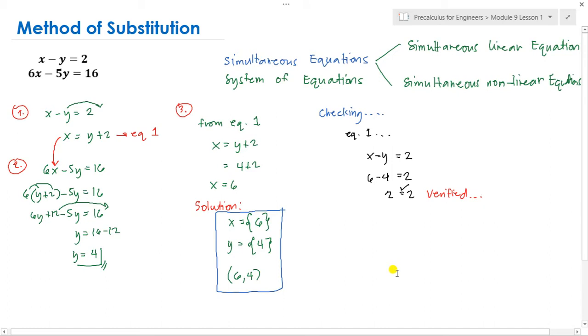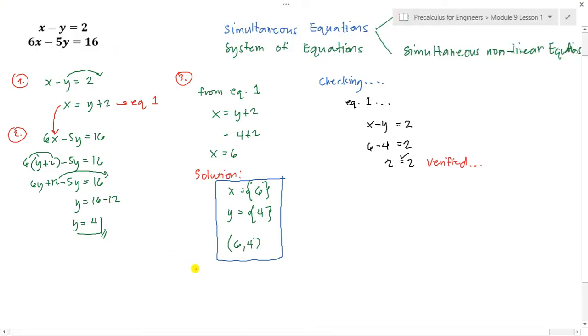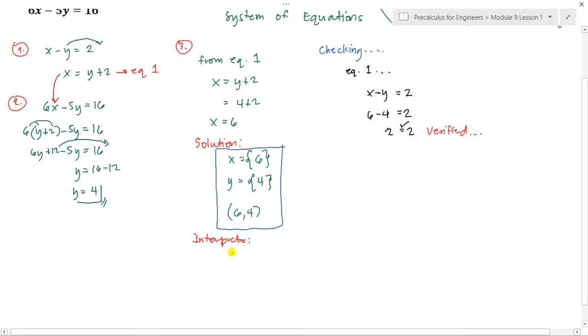Now if that is the case, then we can also interpret our solution. From the solution we also need to interpret. Since we have only one solution, meaning a definite number of solutions, in this case the ordered pair 6 and 4, our interpretation is that the solution is consistent and independent. Why independent? Because we only have a definite value for our x and also y, that is 6 and 4.